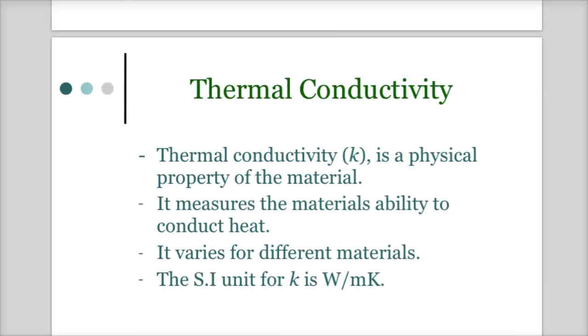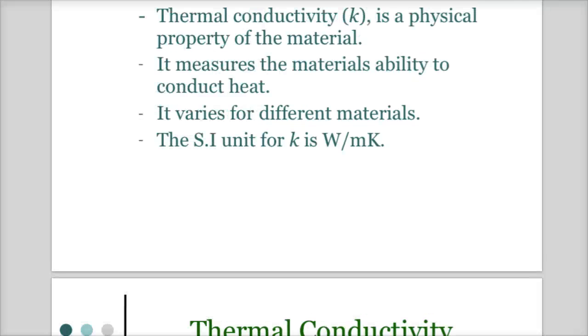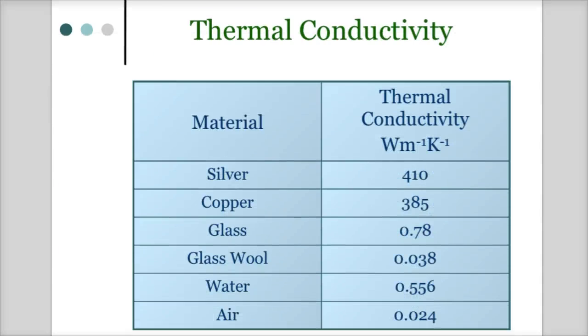It varies for different materials. So let's look at the thermal conductivity of different materials: silver, copper, glass wool, and air. Silver has the best thermal conductivity, while air has the least. Like we discussed before, if you're wearing a puffer jacket, the air is less conductive. Air is about 0.024, while silver and copper are about 410.